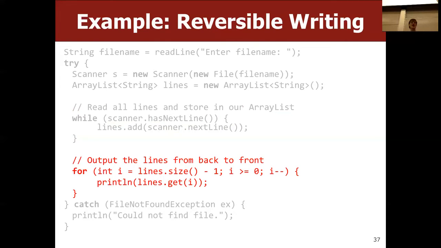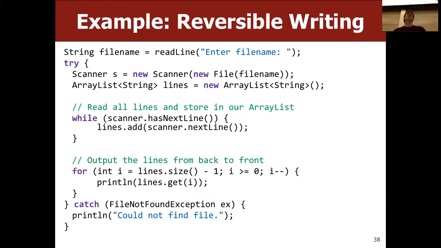So we're going to start with I at lines.size - 1, which is the last index of the line in the array list. We're going to go all the way up to and including 0, and we're going to subtract 1 each time. And then we're going to print out whatever line is at that index. So we print the last one, second to last one, third to last one, fourth to last one, and so on and so forth.